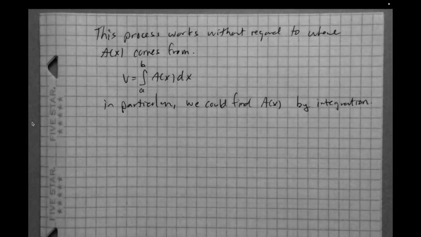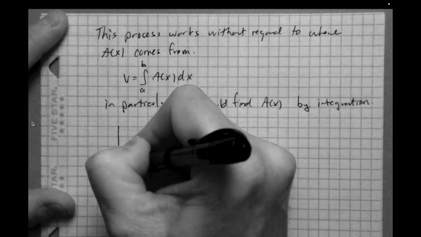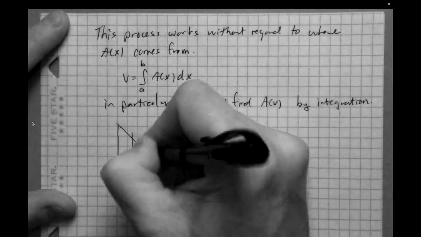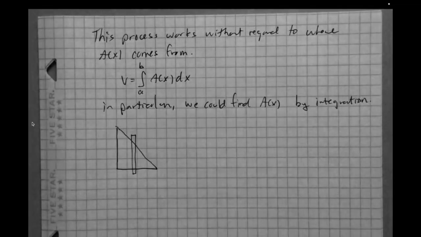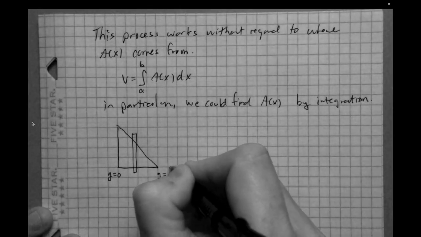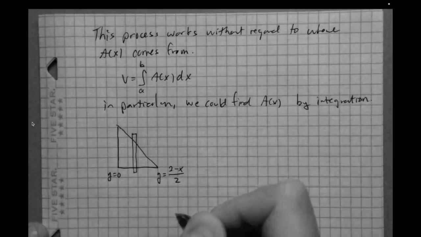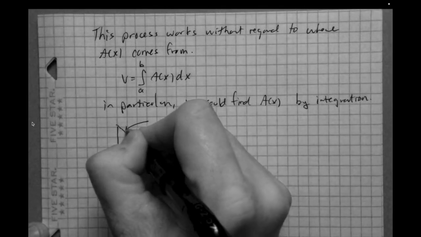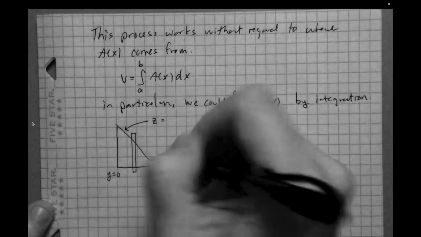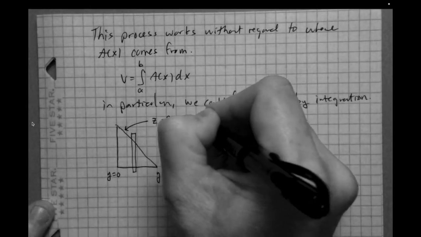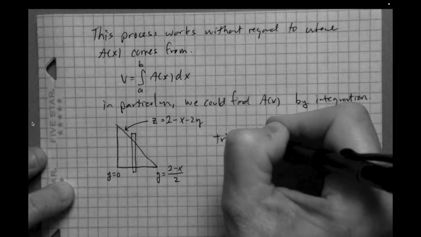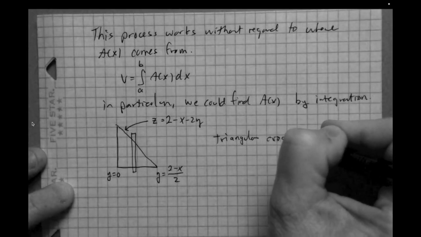Specifically, if we think about looking down on the cross section that we just described, and we think about having representative rectangles running in this orientation. This would be y equals 0 over here. Over here, you'd have y equals (2 minus x) over 2. And what is this line here? Well, this line is just z. This is the function itself, the surface, z equals 2 minus x minus 2y. And we're looking down on a triangular cross section.